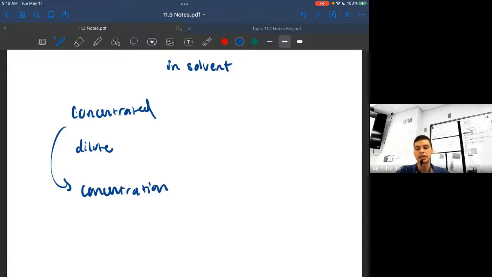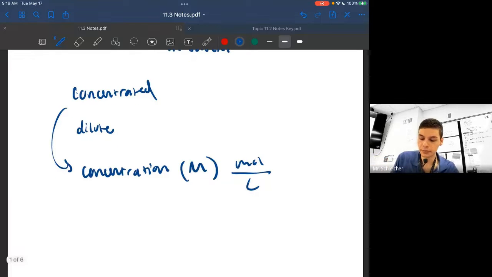We said concentration was something that we measured in molarity, or moles per liter. And it's moles of solute divided by liters of solution. So that is something that was really important that we talked about as well.